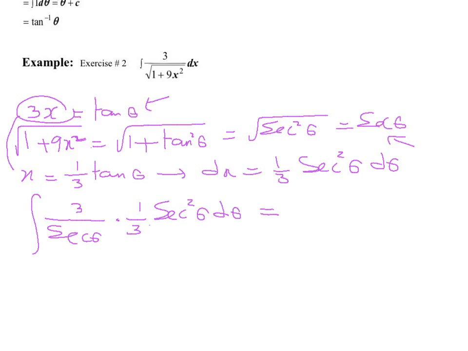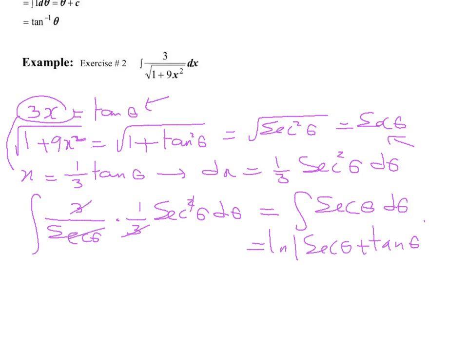This is equal, cancel this with this, so we have integration of secant theta d theta. If we cancel secant with secant here, integration of this is ln secant theta plus tan theta. This is equal to ln, and we have to replace now theta by a function of x using the triangle. From this ratio, tan theta is opposite by adjacent, so this is 3x divided by 1. This is opposite, this is adjacent, so this is the root of 1 plus 9x square.